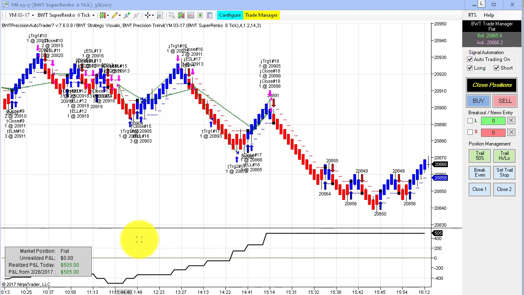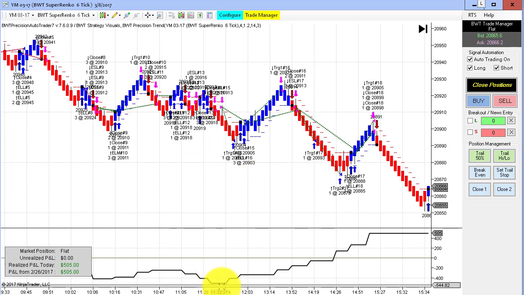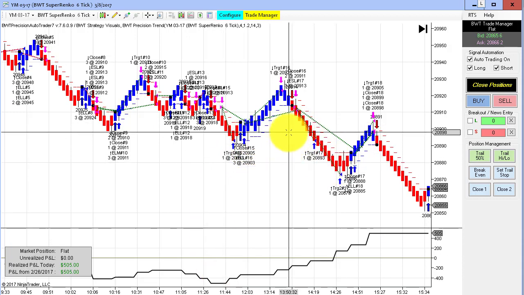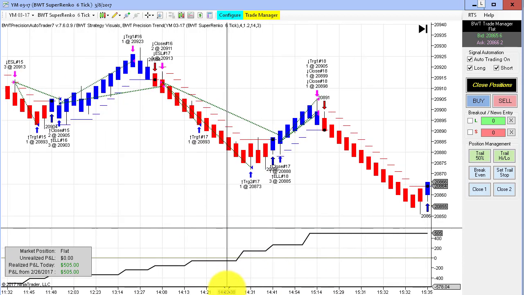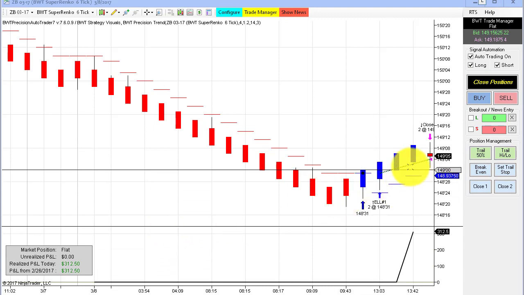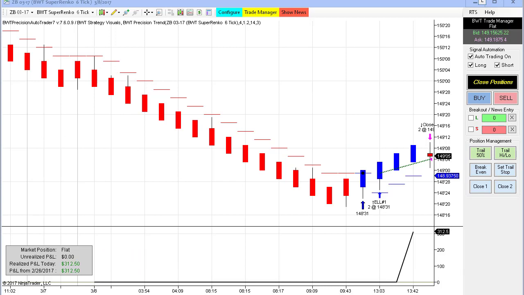Okay, next up is the Dow E-mini on the Super Renko 6 tick. We had a number of trades in this market today, mostly underwater until about the noon hour, and then came back nicely with a couple of good swings here, finishing at 500 P&L for the day. We had a single long trade in the bonds, good for a few ticks, ran up to about $300.